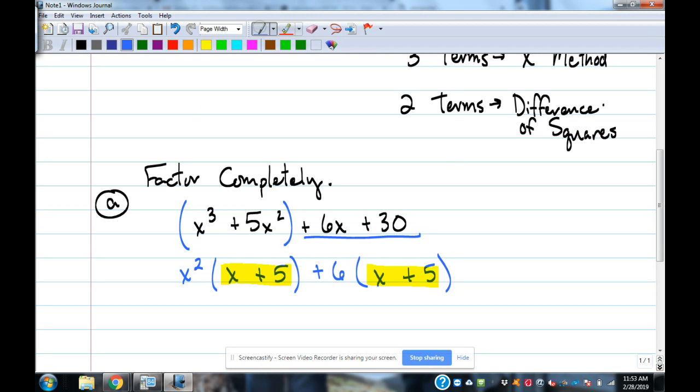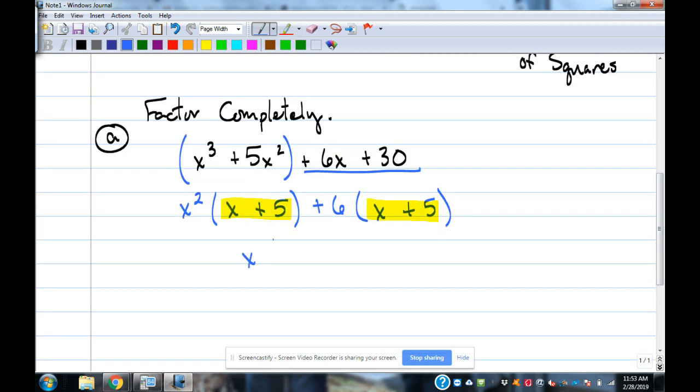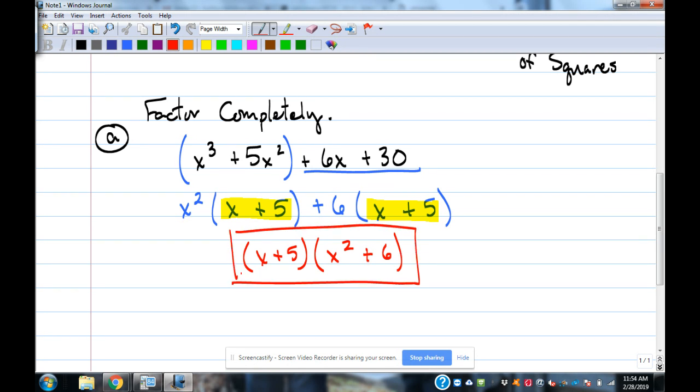The final answer is you got your matching piece, x plus 5, that's what matches, and then the stuff in front, x squared plus 6. That's the part that's in the front. That's the factored form for that one. The matching piece, that's here, and then the stuff in front, x squared plus 6. Okay, and that's this second factor. Each parentheses is called a factor of that.